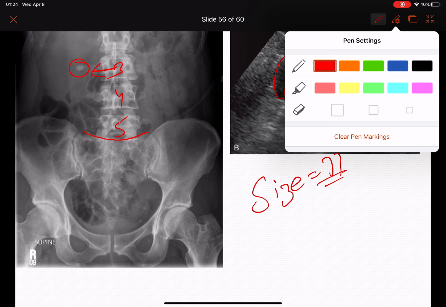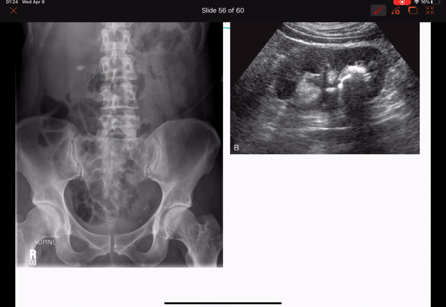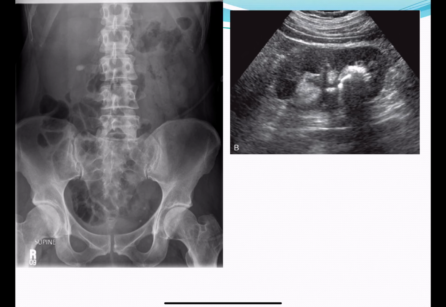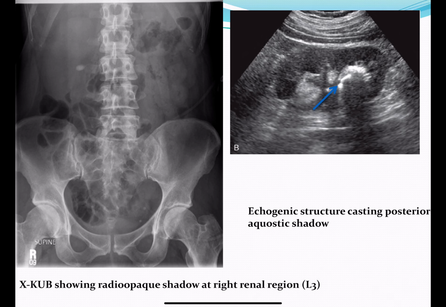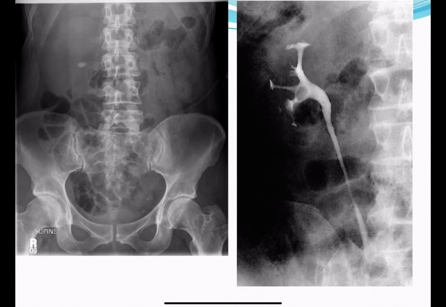So after this, what to do now? Now you can do further IVU or CT scan, depending on what information you want. Here IVU is done. The radiopaque shadow at the lumbar third vertebra corresponds to the renal pelvis and slightly in the calyx. So size may be around 1.5 to 2 centimeters. This much. IVU cannot tell you about the hardness of the stone. It can only be predicted by the CT scan.